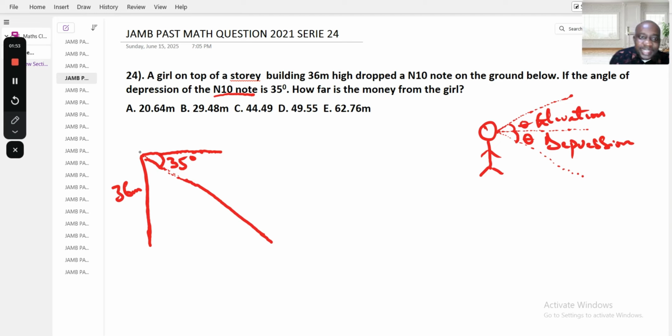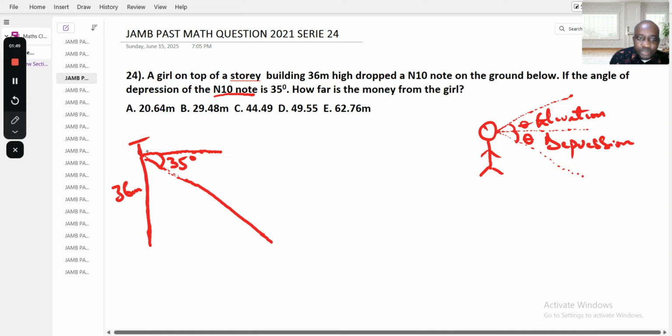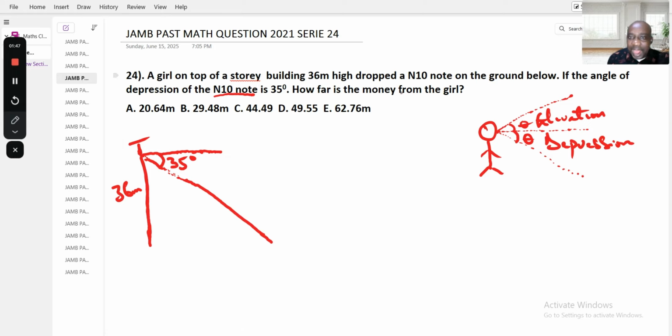Where is the girl? The girl is on top of this building, isn't it? How far is the money from the girl? And the money is on the ground, isn't it? Let me call it M. This is the money on the ground. How far is it? It means from here to here. That's what the question says we should look for. Let's assume that it is X. What we don't know, that's what we should look for.